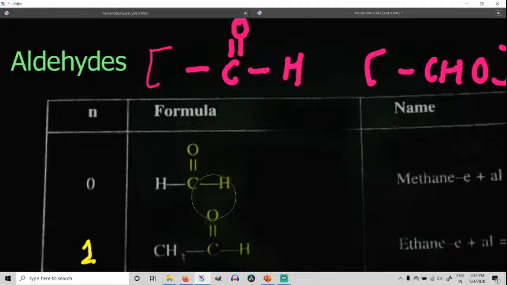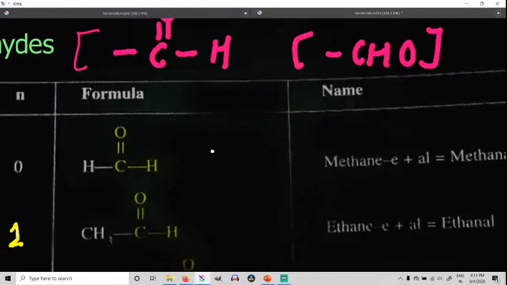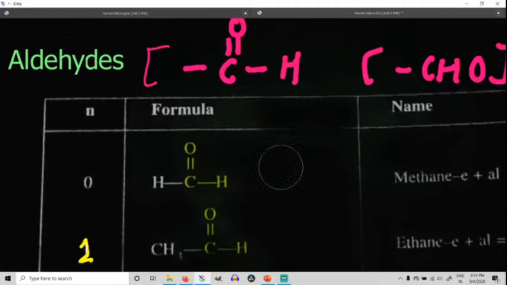Now, how to give the IUPAC name? Whenever this kind of structure is given, how do we name it? Meth is for one carbon atom, and why an? Because it is actually from alkanes. And why al is there in the last? Because for aldehyde the secondary suffix is al. So the IUPAC name will be methanal.